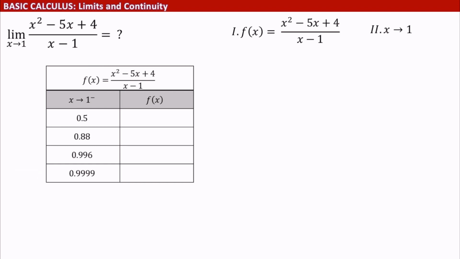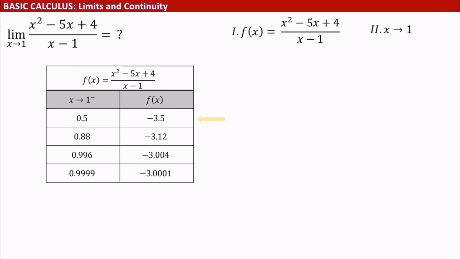Now let's have our f of x column. To solve for f of x, isa-substitute lang natin yung mga values natin sa x natin sa ating function. Let's start with 0.5. Substituting 0.5 to f of x is equal to x squared minus 5x plus 4 all over x minus 1. Our f of x is negative 3.5. Substituting 0.88, I have negative 3.12. Substituting 0.996, I have negative 3.004. And substituting 0.9999, I have negative 3.0001.